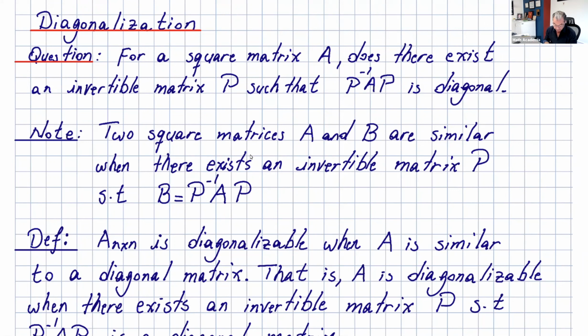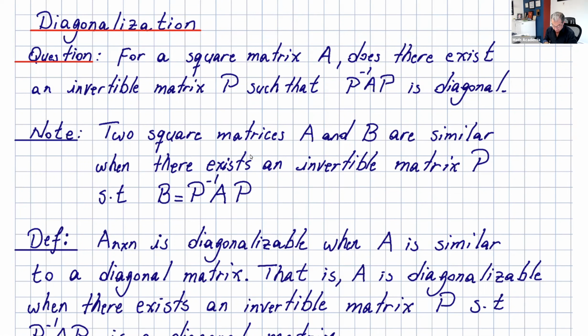So the question is, for a square matrix A, does there exist an invertible matrix P such that P inverse times A times P is a diagonal matrix? Again, a diagonal matrix is a matrix that has entries only on the diagonal.